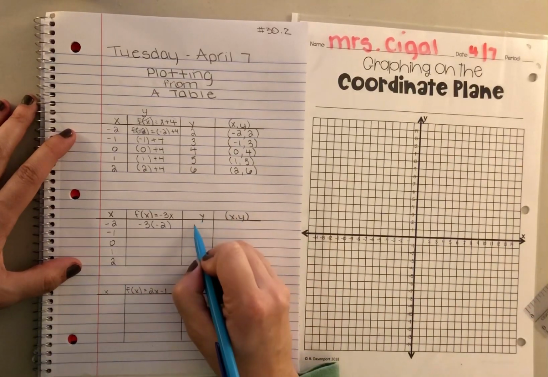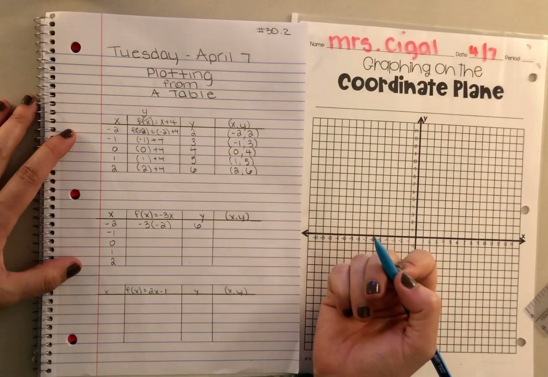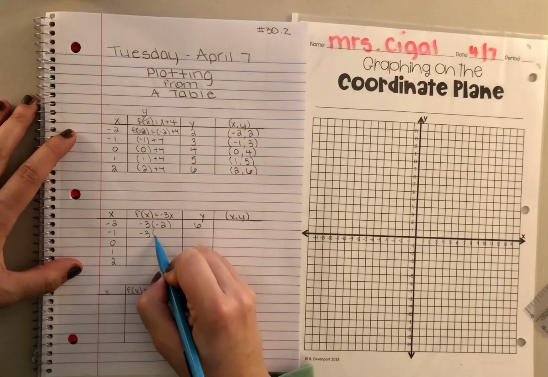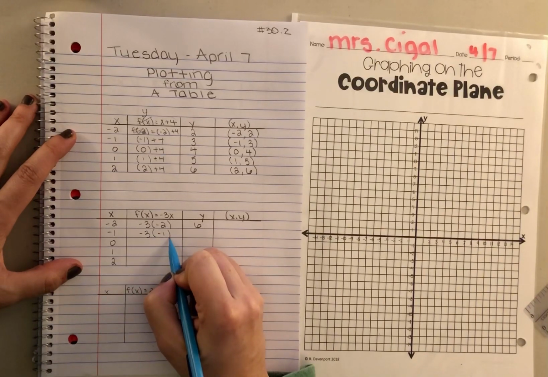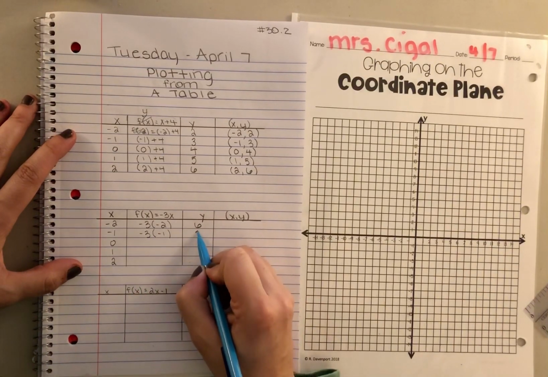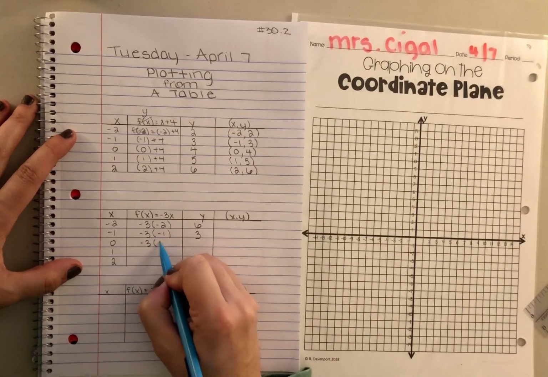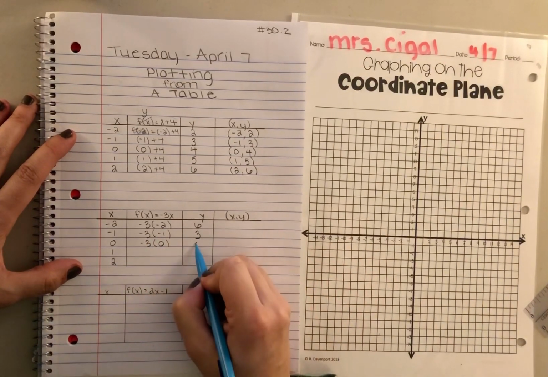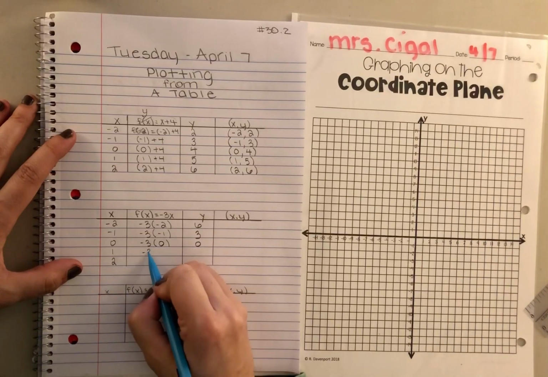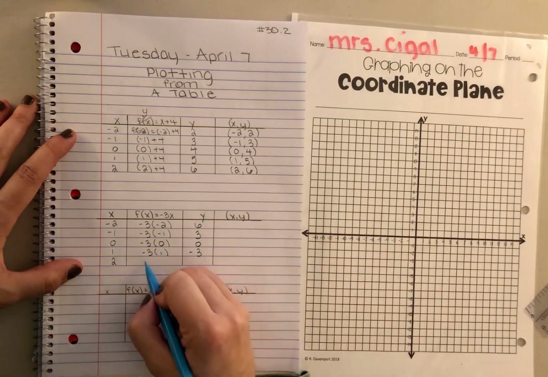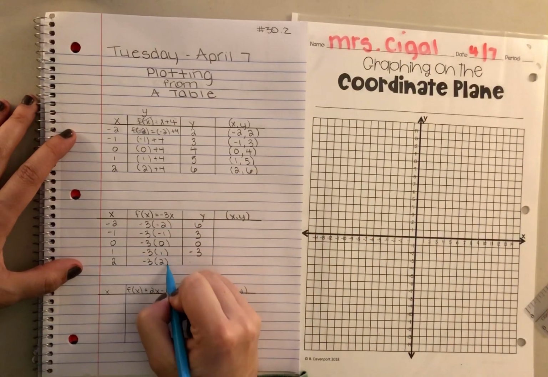-3 times -2 is +6. Next one, -3 times my x value, and -3 times -1 is +3. -3 times 0 is 0. -3 times 1 is -3. And then finally, our last one, we have -3 times 2.